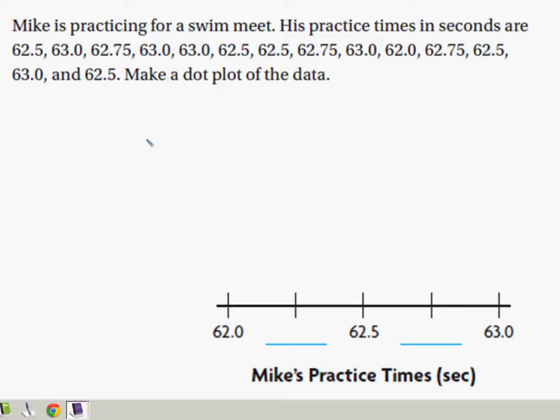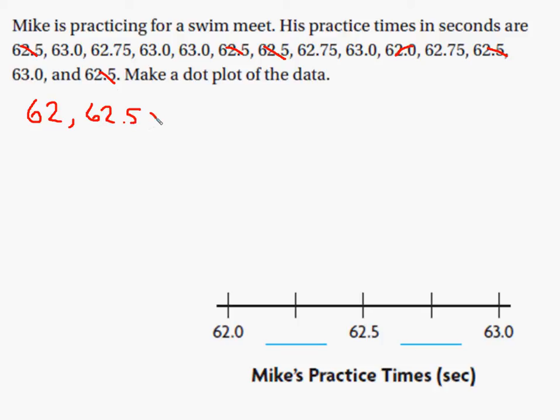The first thing I'm going to do is put these in order. So let me look at what the smallest one is. 62.0 looks like it's the smallest. So I'm going to write that down, 62. Are there any others that are 62? Nope. So what's next? 62.5 looks like. So there's 1, 2, 3, 4, 5. So 62.5. I'm just going to say 62.5 5 times.